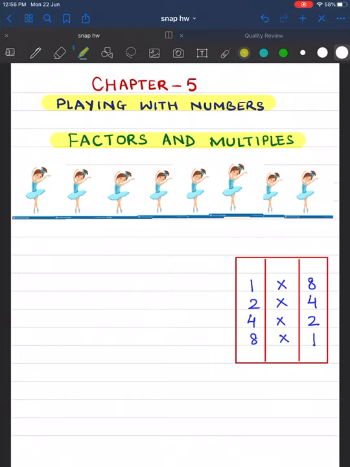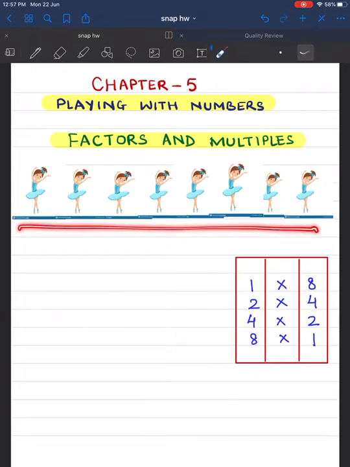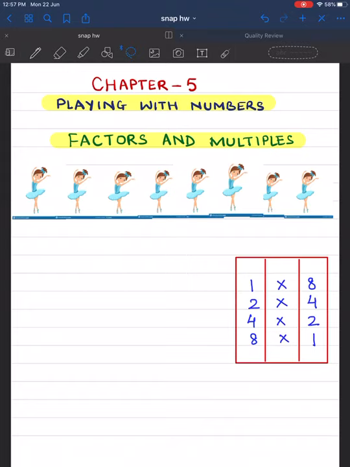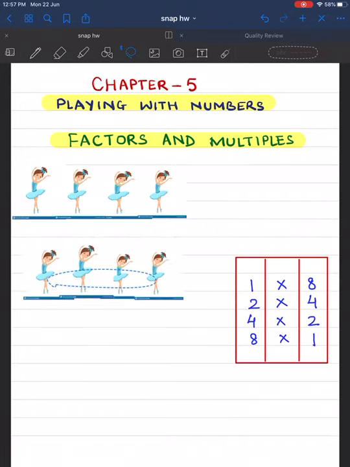Now, for example, for a house show's dance competition, I want to create a rectangular pattern with 8 girls. I want to make them stand in one or more rows with an equal number of girls in each row. Let us have a look at all the possible ways. First is a single horizontal row with 8 girls, as you can see in the picture. Second is 2 horizontal rows with 4 girls in each row.